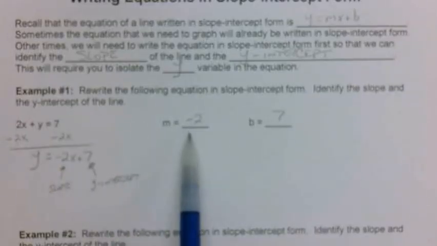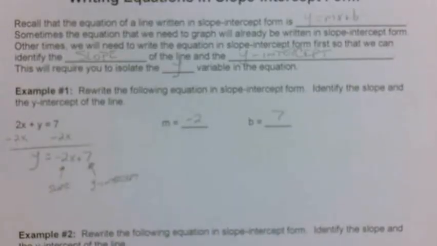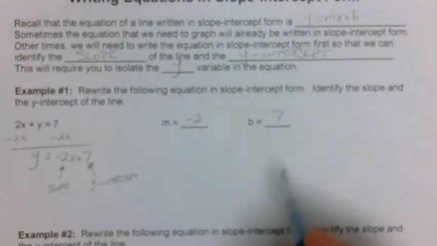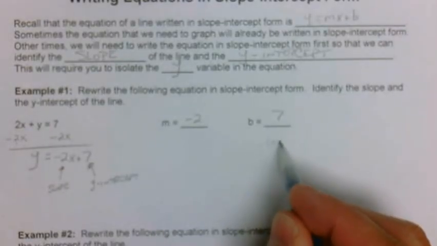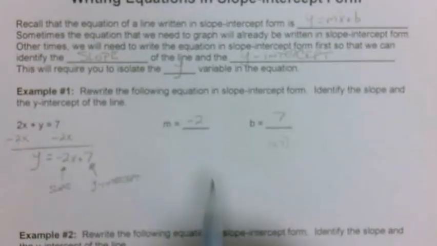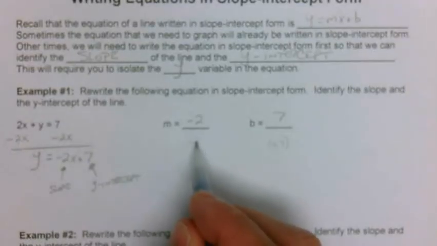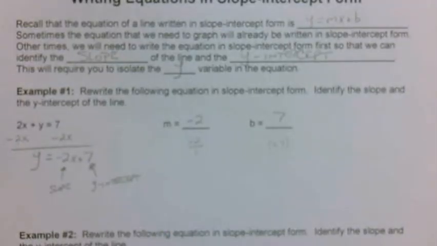Okay, so y equals negative 2x plus 7 is the equation of the line. The slope is negative 2. The y-intercept is 7. So if we were going to graph this, we would start at the point 0, 7, and then using the slope, we would go down 2 to the right 1 to get from point to point on our line.